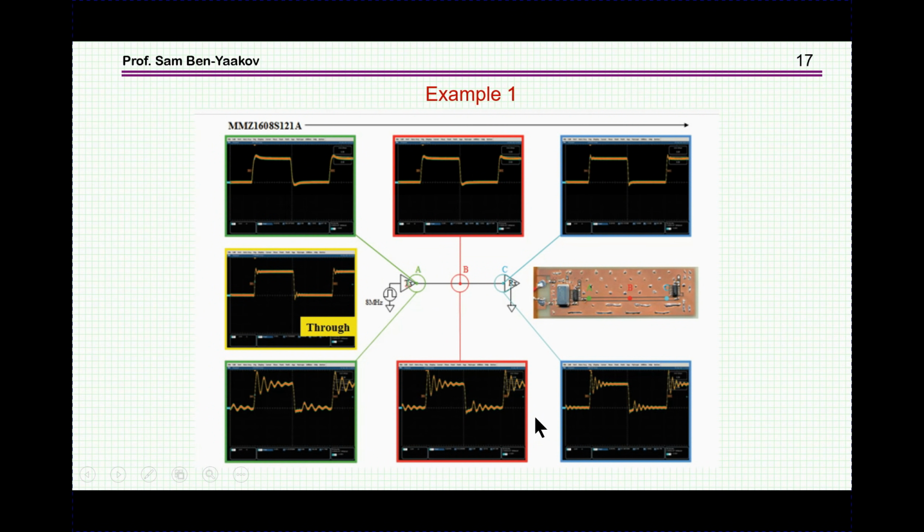And here are some examples. This is actually an example from TDK, a TDK element. And what we see here is the following. If I have a system like this, a signal line, I have options to put a bead here, here, or here.